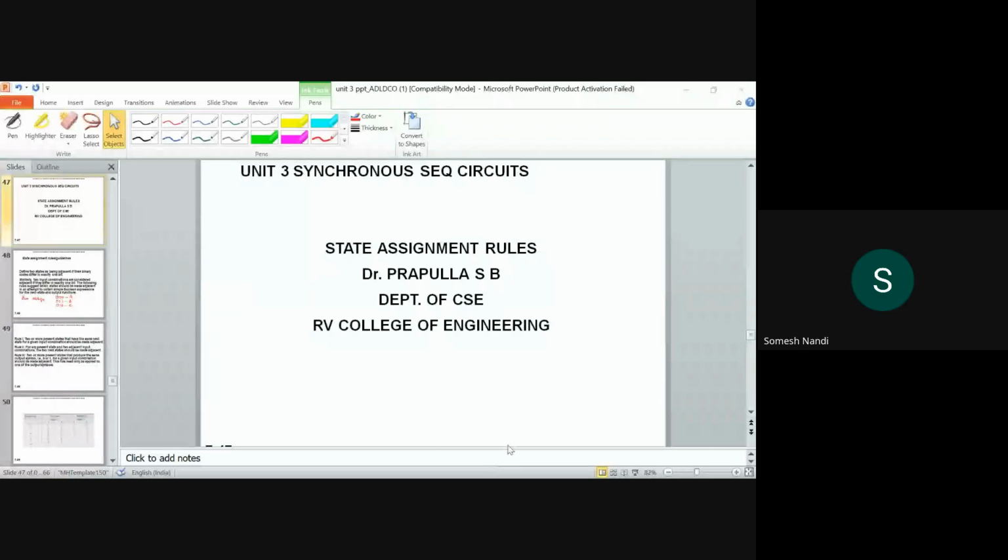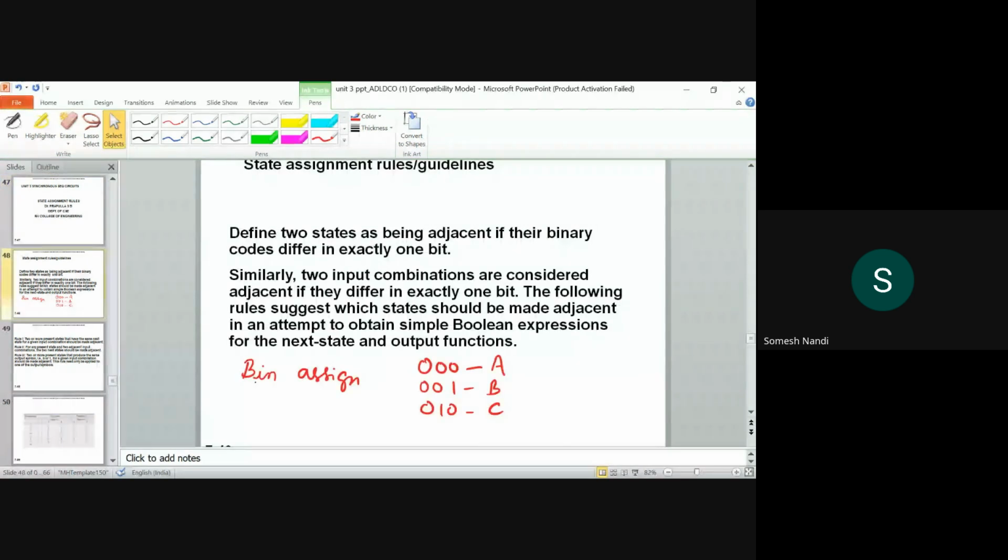Yes, miss. Okay. So today we're going to talk about synchronous sequential circuits under the state assignment rules. Why do we require the state assignment rules first of all? Initially we had just used the straight binary sequence. If I have, say, 000, I used to assign it as A, 001 as B, 010 as C. Like this, I will do a binary assignment.